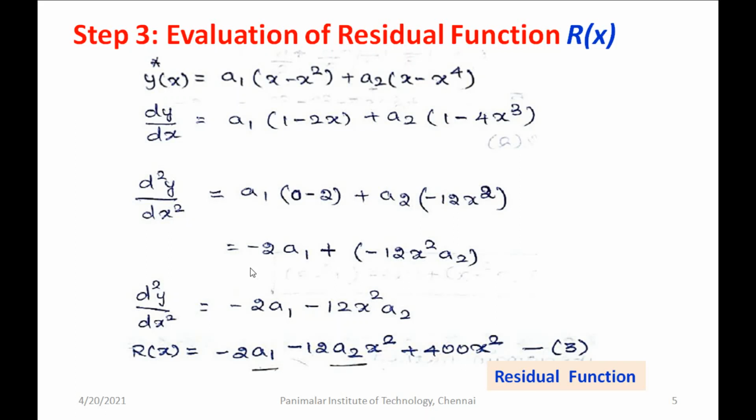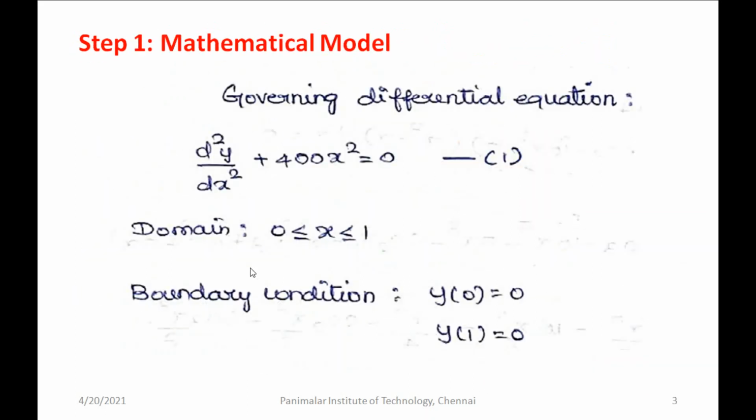Then differentiating further, d square y by dx square is equal to a1, then 1 becomes 0, 2x will become 2, and plus in the second part a2, 1 is 0, 4x cube becomes 12x square. On simplifying this, d square y by dx square, we are getting minus 2a1 minus 12a2 x square, right? So now substituting this, what is the governing differential equation? Governing differential equation is d square y by dx square plus 400 x square equal to 0.